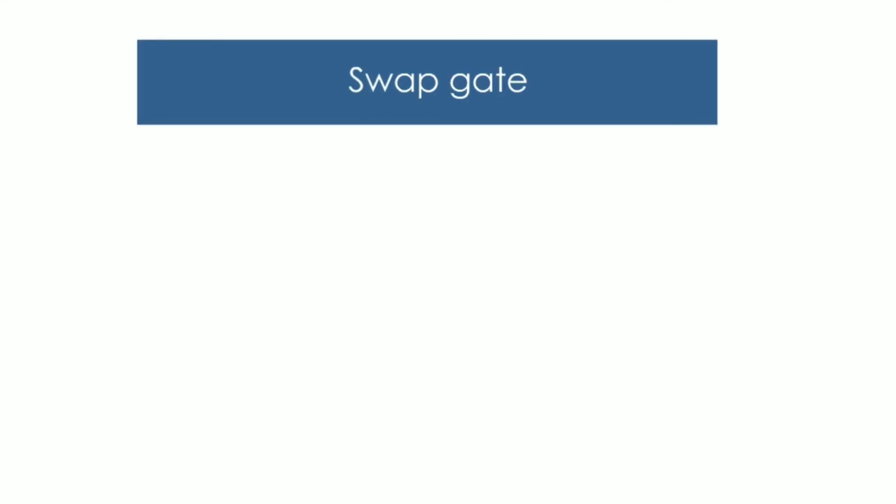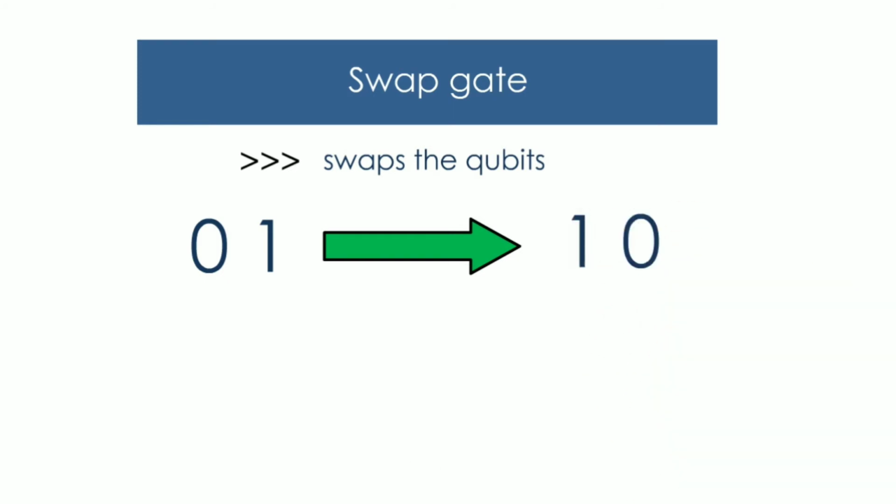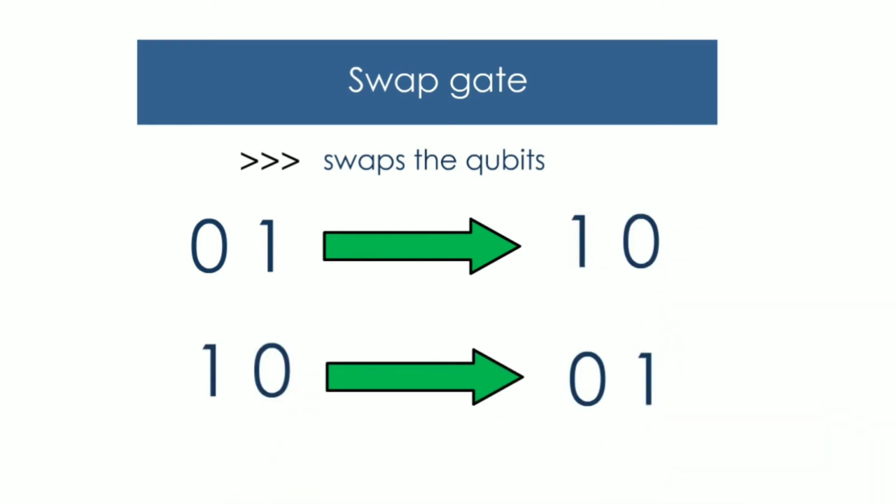Now let us see what a SwapKit is. A SwapKit simply swaps the qubits, and in this video we will be doing it for 2 qubits. If the input qubit is 0 1, after using the SwapKit, the output will be 1 and 0, and if the input qubit is 1 0, after using the SwapKit, the output will be 0 1.